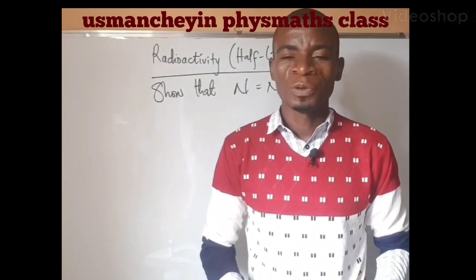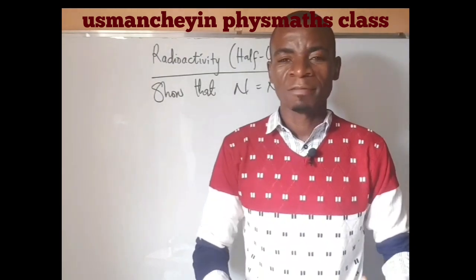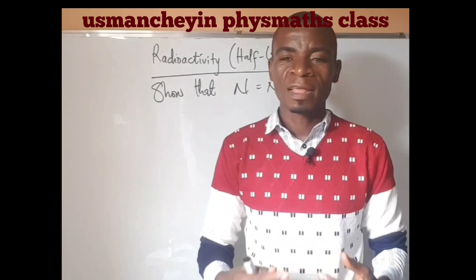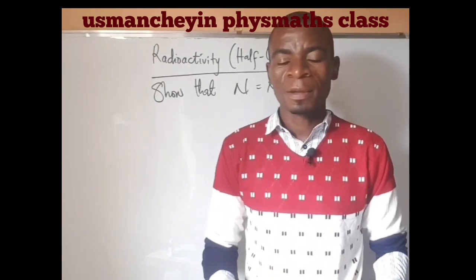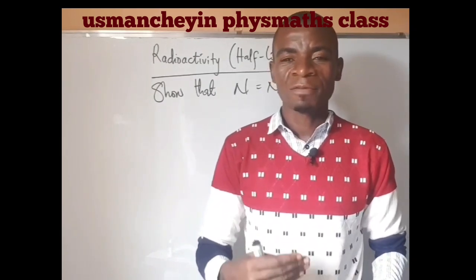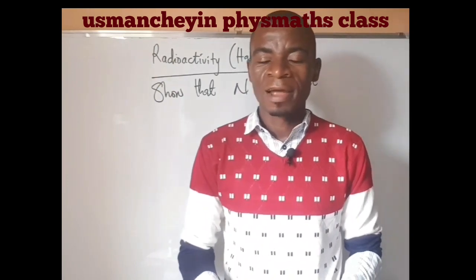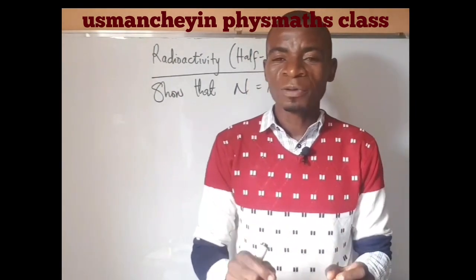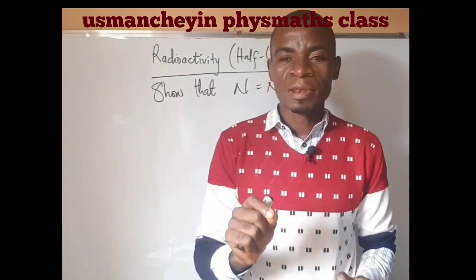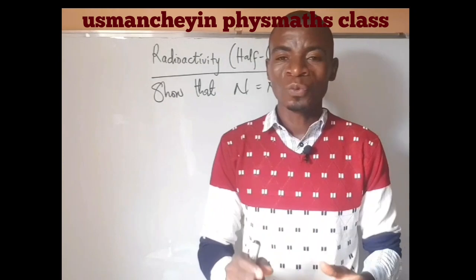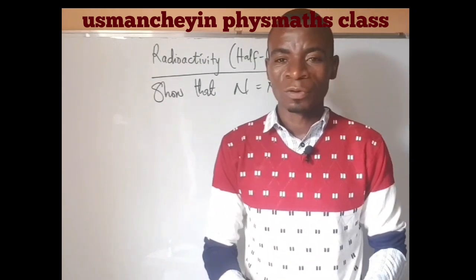In my previous video, I discussed half-life. I said that half-life can be defined as the time taken for a radioactive sample to decay to half of its original number. And I said there are two people that found the relationship between N naught, N and t, and that takes us to Soddy and Rutherford.